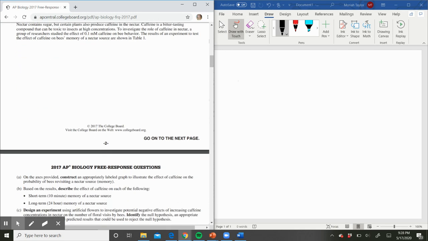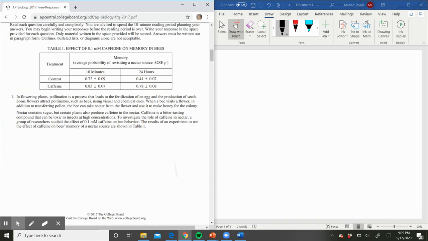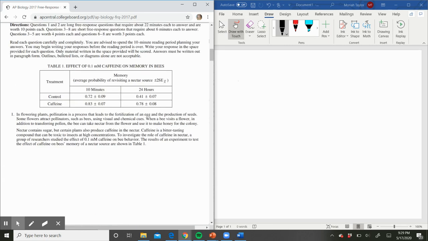So the first question says, on the axis provided, construct an appropriately labeled graph to illustrate the effect of caffeine on the probability of bees revisiting a nectar source. So we're testing their memory based on the caffeine that we're giving them. So we're going to construct a graph. It gives you standard error, so you know that we're going to be constructing error bars. Those are really important.